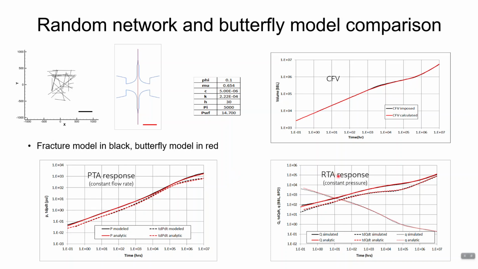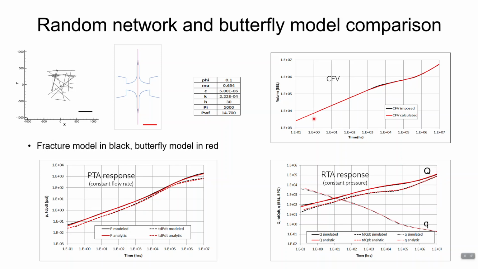The RTA response is the response to constant pressure. In that case, I don't plot the pressure because it's constant. I plot my cumulative production normalized to pressure, that is here, the upper curve, and my flow rate, that is here, lowercase q. This one is just the log derivative of cumulative production. But you see, the performance is the same.